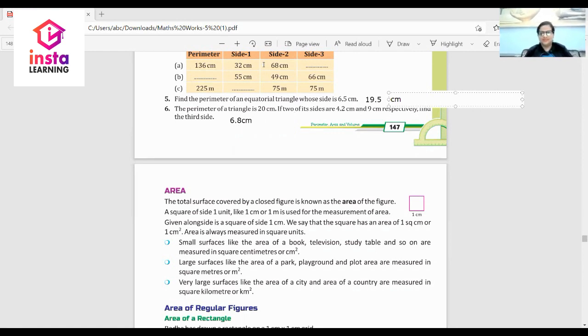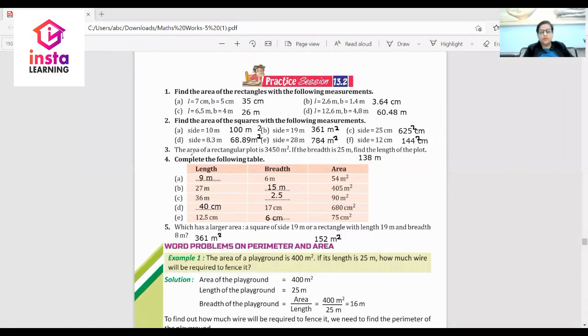Okay, students, we want to know the area. What we are going to do is the formula of finding area is side into side. So just multiply the same number of side, that is 10 meter. 10 meter into 10 meter is 100 meter square. Side 19 meters, so answer is 361 meter square. 25 centimeter. Answer is 625 centimeter square.